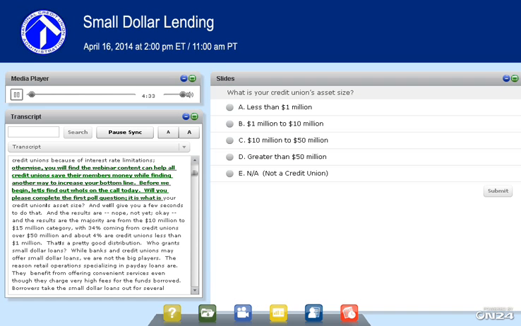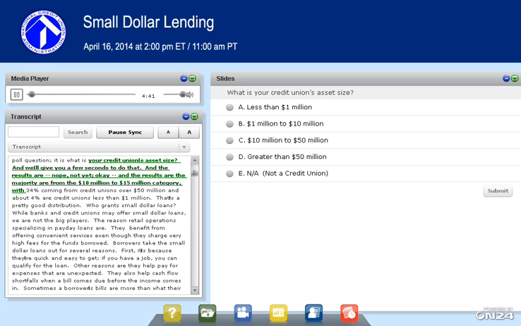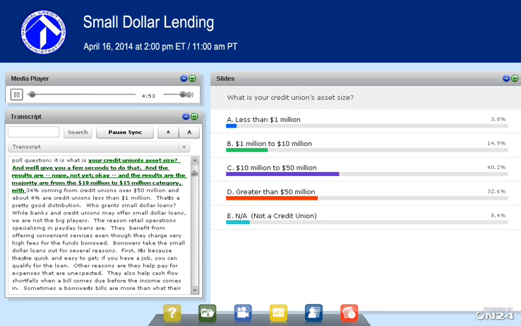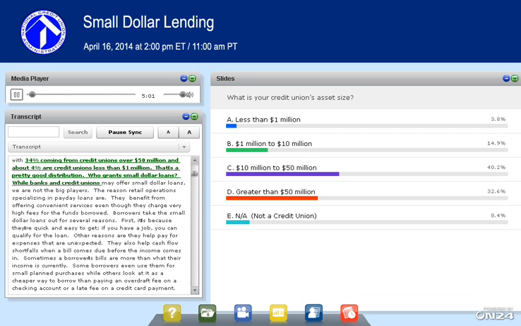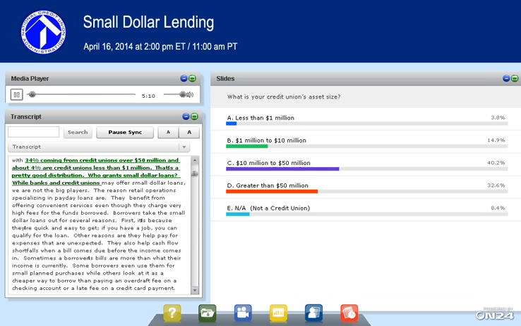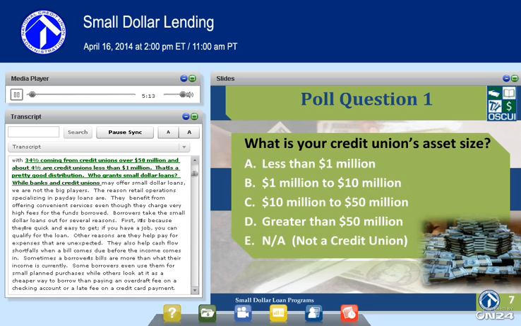Before we begin, let's find out who's on the call today. Will you please complete the first poll question: what is your credit union's asset size? And we'll give you a few seconds to do that. Okay. And the results are, the majority are from the $10 to $50 million category with 34% coming from credit unions over 50. And about 4% are credit unions less than $1 million. That's a pretty good distribution.